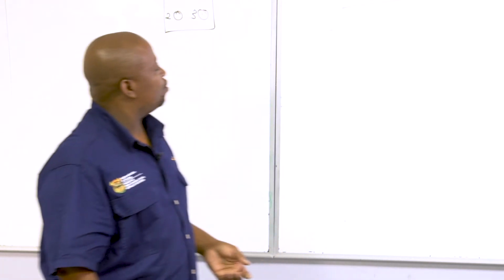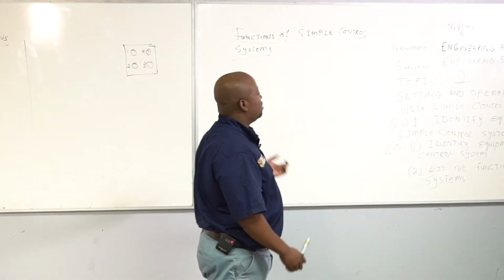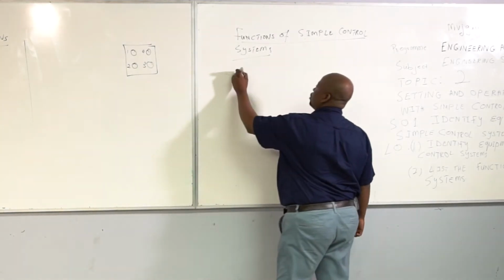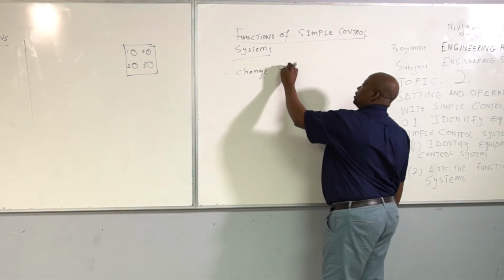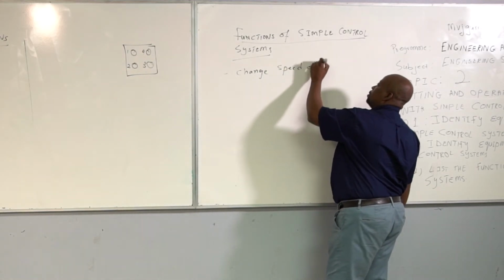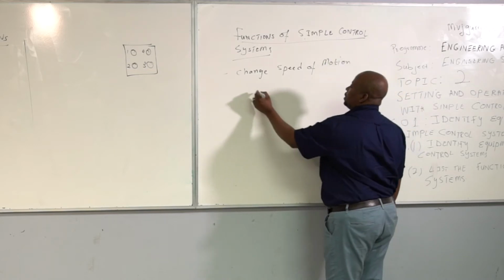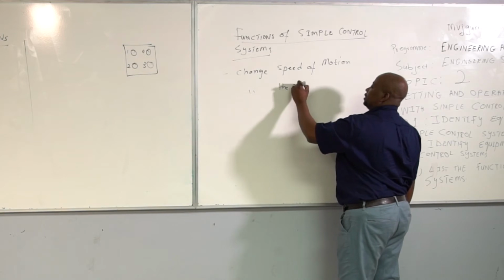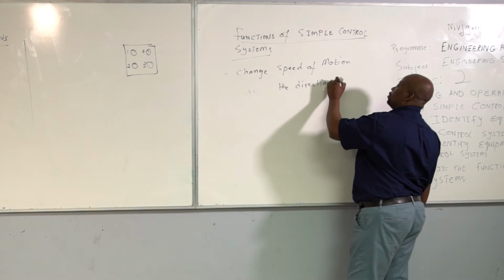Then I want us to talk about the functions of these simple control systems. These control systems can change the speed of motion. They can change the direction of motion.